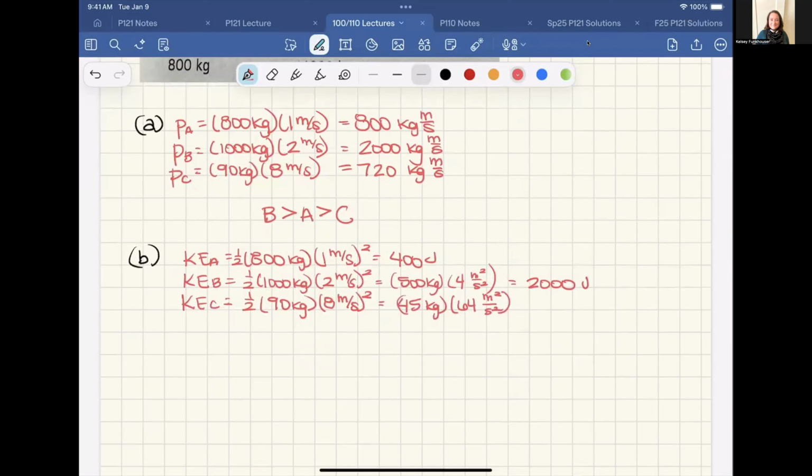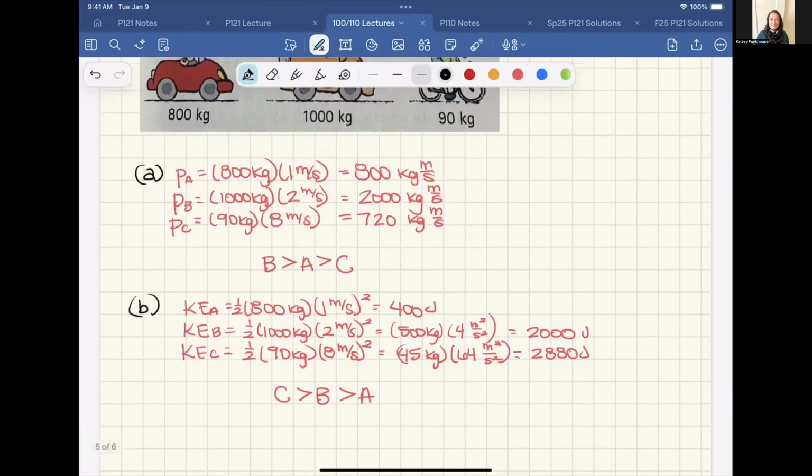So then we just want to know 45 times 64. And that is 2,880 joules. So that one makes it bigger than B this time. Actually, the biggest. So the most kinetic energy goes to the bicycle. This is actually just in reverse alphabetical order because next comes B and then finally A.